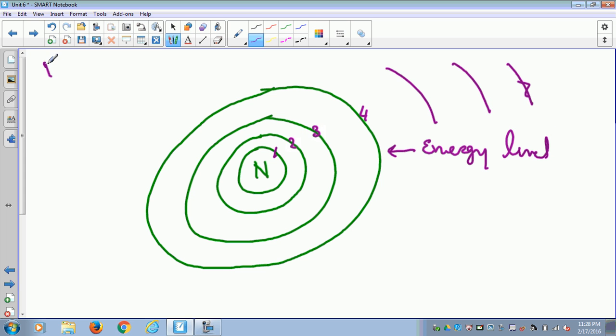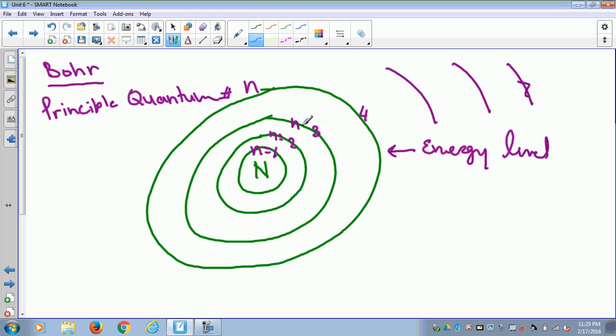Bohr explained this whole process in terms of quantum numbers. So the very first one is called the principal quantum number. According to the principal quantum number, we represent the energy levels by n. So this is n1, this is n2, n3, and n4.